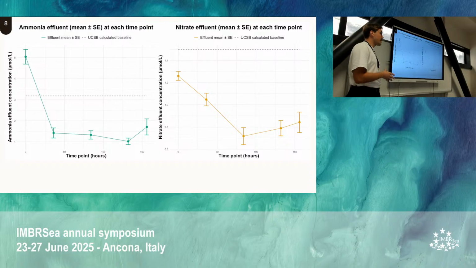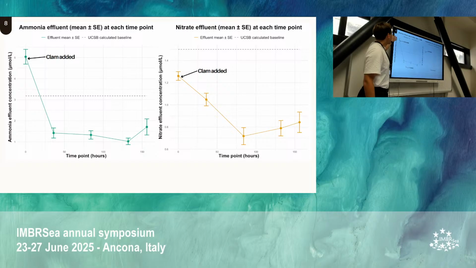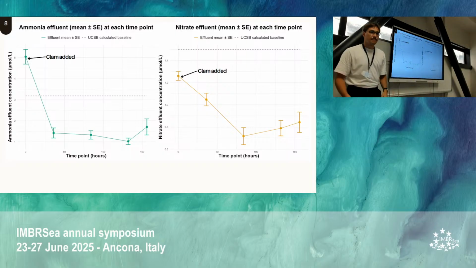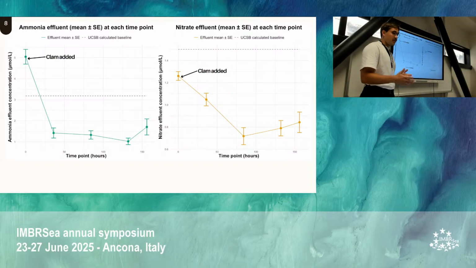Does not really matter, because what we see is that once the clams are added, immediately after time point 0, we see a drastic decrease of nutrients leaving the system, especially for ammonia. This is obviously statistically significant, and here that doesn't happen until here, but still it remains low in both our treatments, or in all 8 of our chambers.